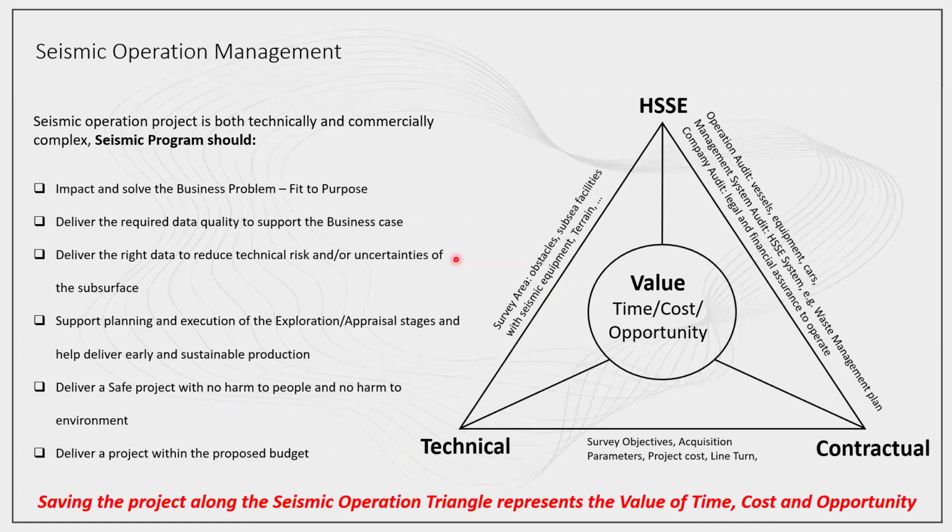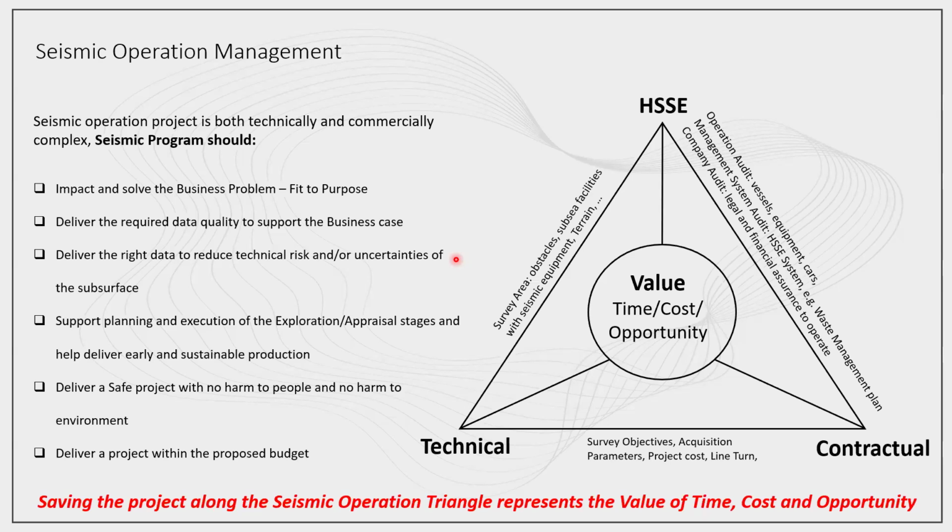So once we will select the right program and we will go for the operation, this is also creating a value, which is the cost or time or opportunity, which again is a cost. So during the operation, we have a triangle of three main elements. We have the top of the triangle, is the HSSE, which is the health, safety, security, and environment.